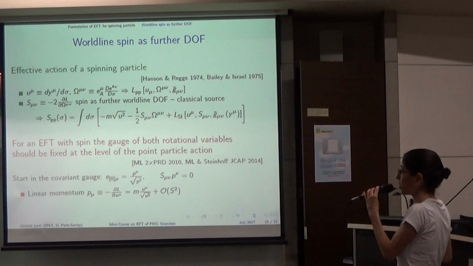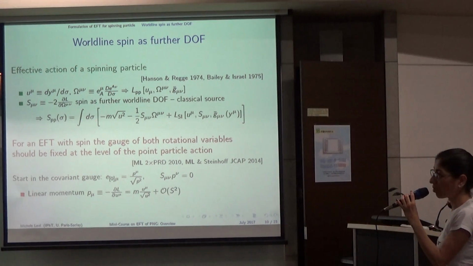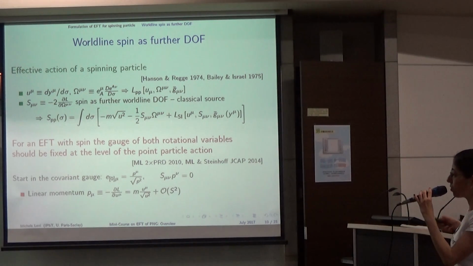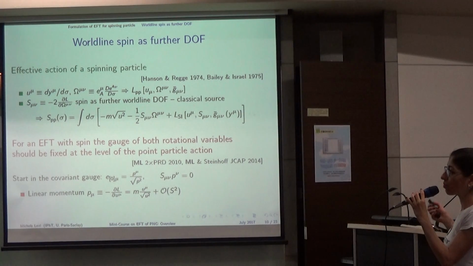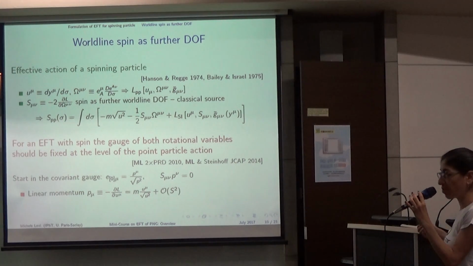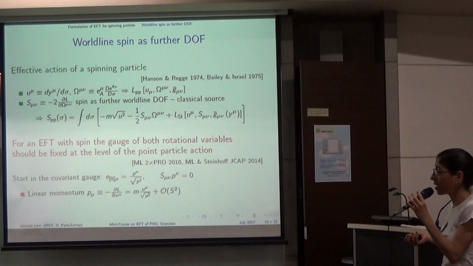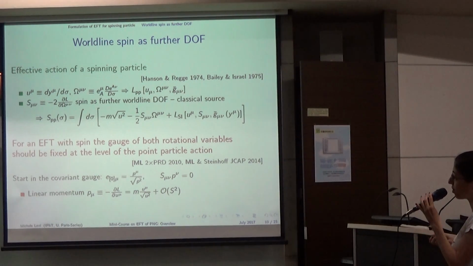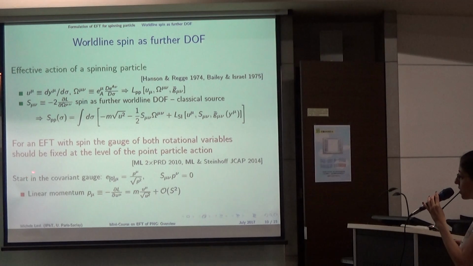So if we want to integrate out all the field degrees of freedom, we should, before integrating out, gauge fix the gauge of the rotational variables. In general, the assumption that everybody starts with, and that includes us, is that we are in the covariant gauge. So this form of the action assumes that we are using the covariant gauge for the rotational variables.